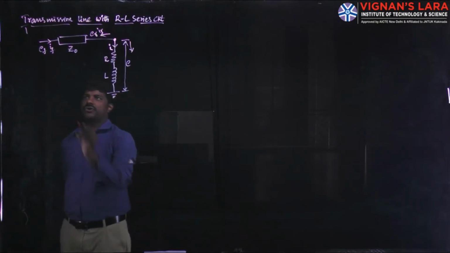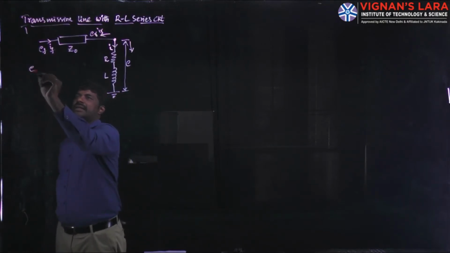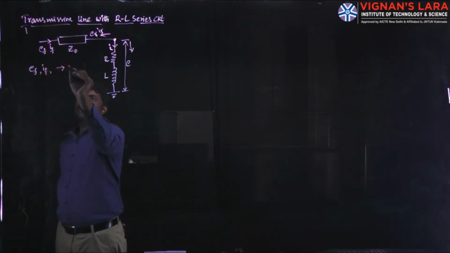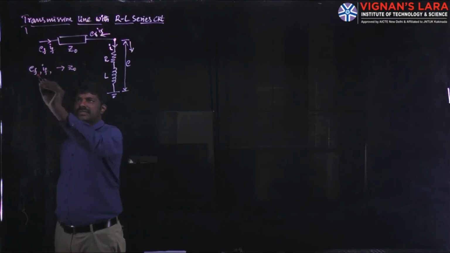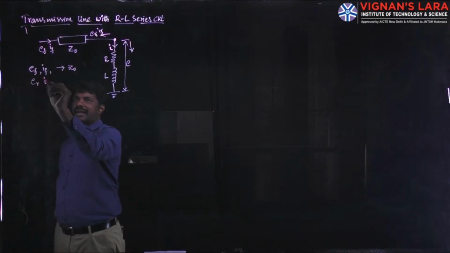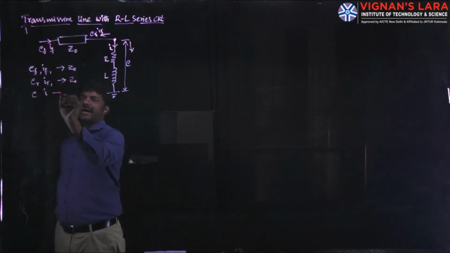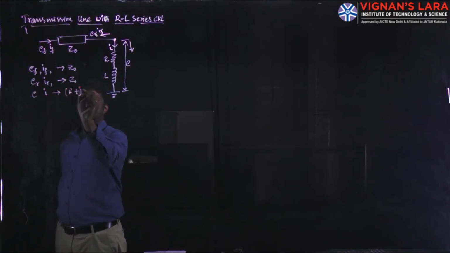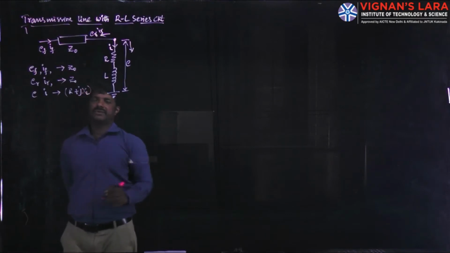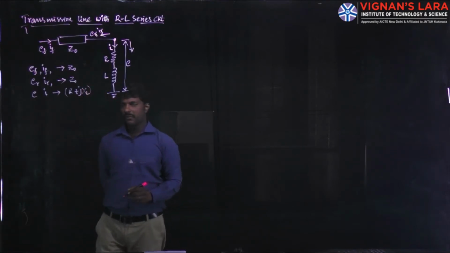So the quantities are EF, IF, voltage and current, that are passing against Z0. Incident voltage, incident current passing against Z0. ER, IR move in the opposite direction to that of the incident against an impedance of Z0. Small e, small i are refracted quantities passing in the R plus jXL ohmic value.